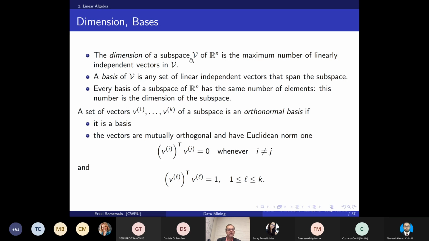And once we are there, we call a basis of V any set of linearly independent vectors that span the subspace. So if you have two vectors that completely characterize your subspace, so that these two vectors are linearly independent and every vector can be represented as a linear combination of those two, then you know that these two vectors form a basis and the dimension of your subspace is 2.